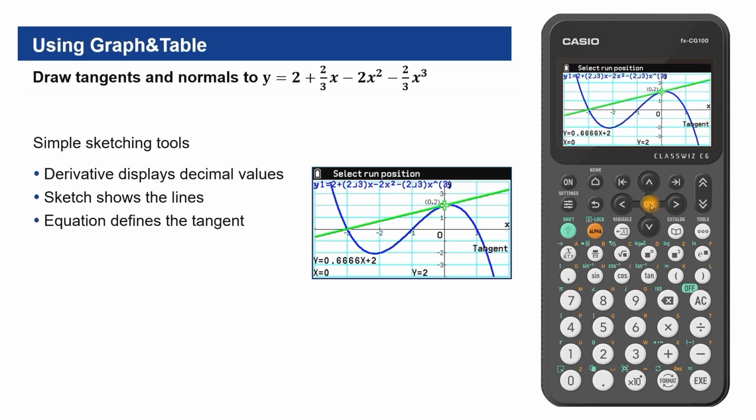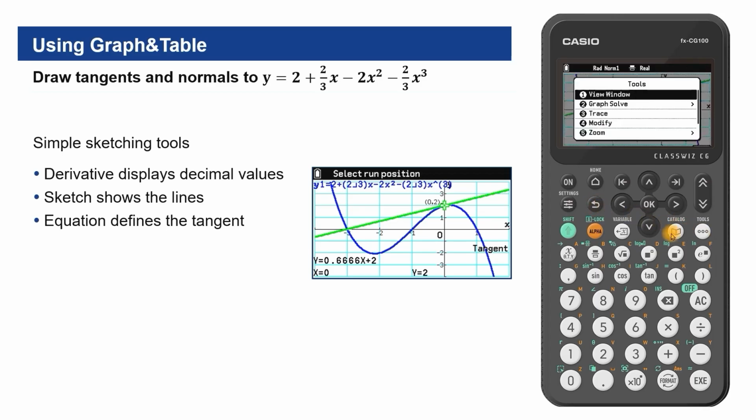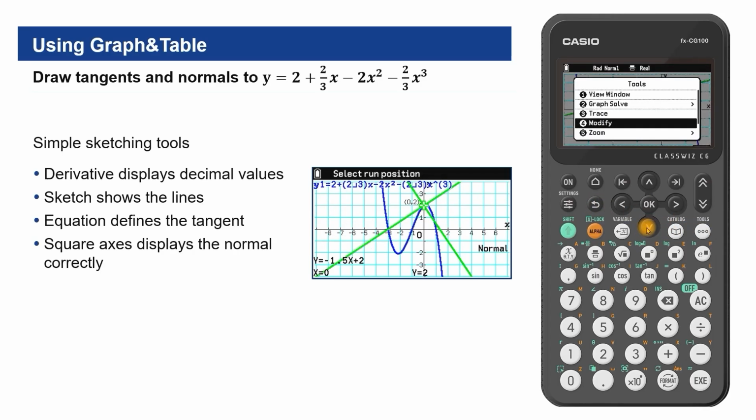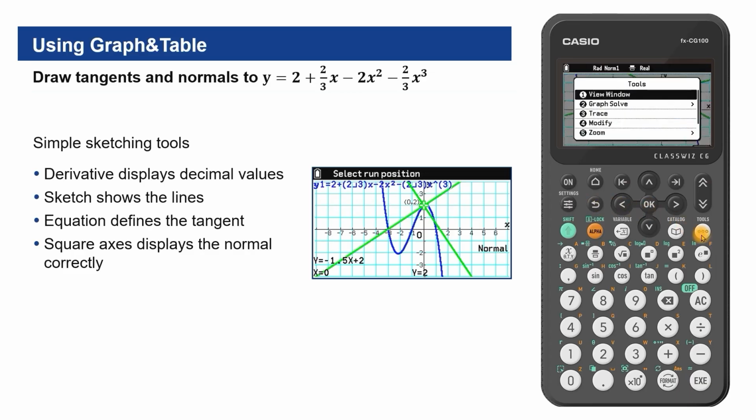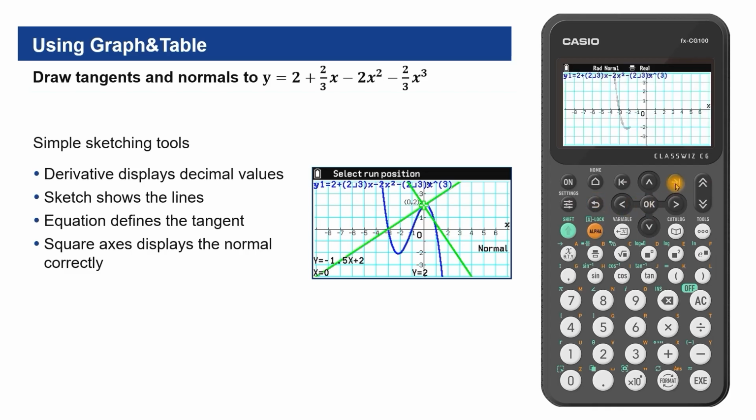Press OK to also display the equation of the tangent in decimal form, which allows the tangent to be entered as a function and analysed if required. The normal can also be sketched and defined at the same time, but as you can see, it doesn't appear as expected due to the scales. Use the View window to set square scales and redraw to achieve a perpendicular tangent and normal.